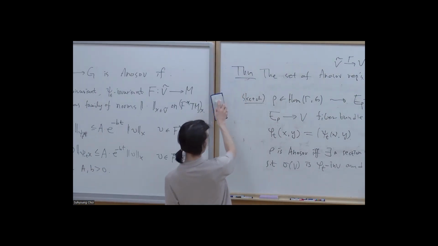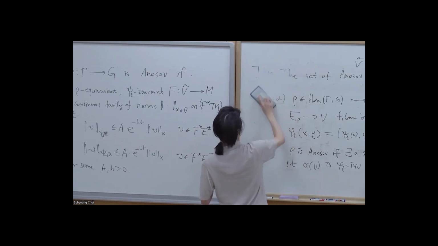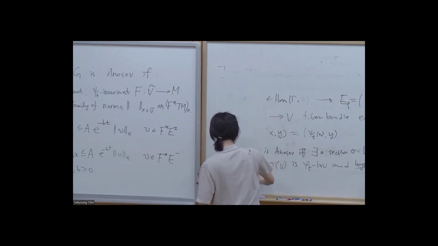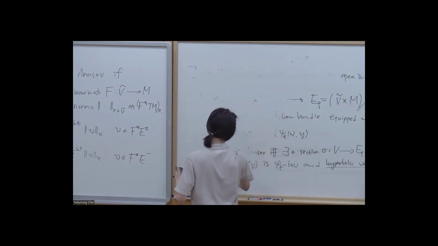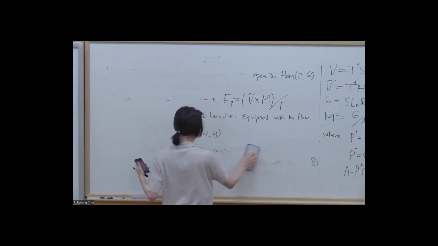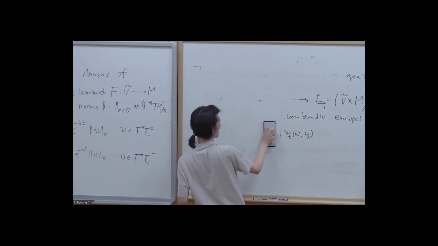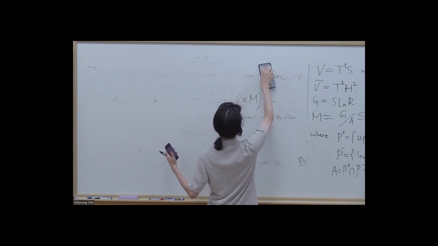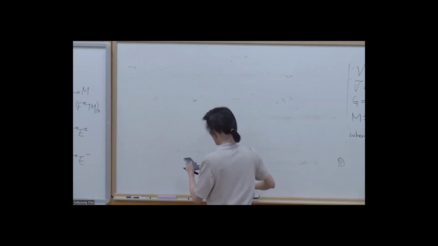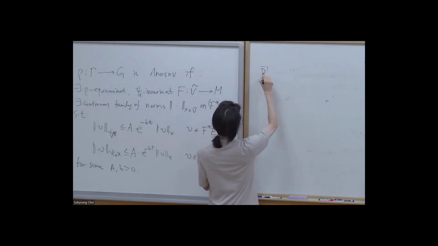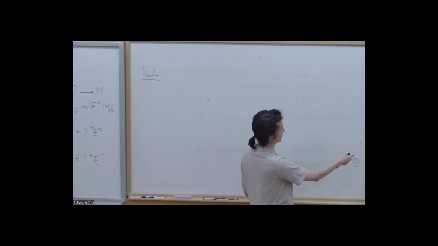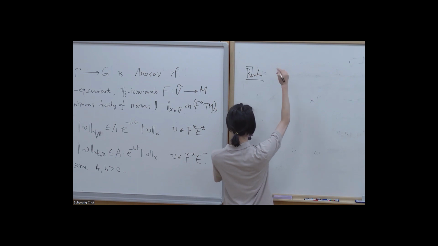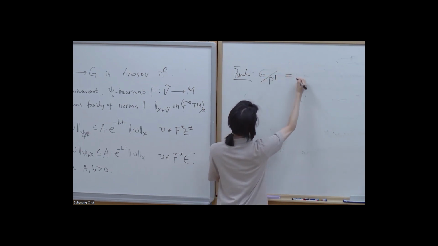Let's say a remark. They are kind of complicated quotient manifolds, but we have a concrete description in terms of homogeneous spaces. G mod P plus will be called the flag manifold.